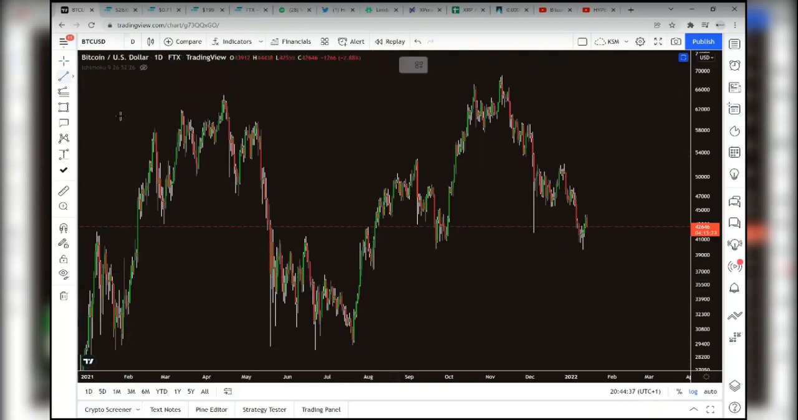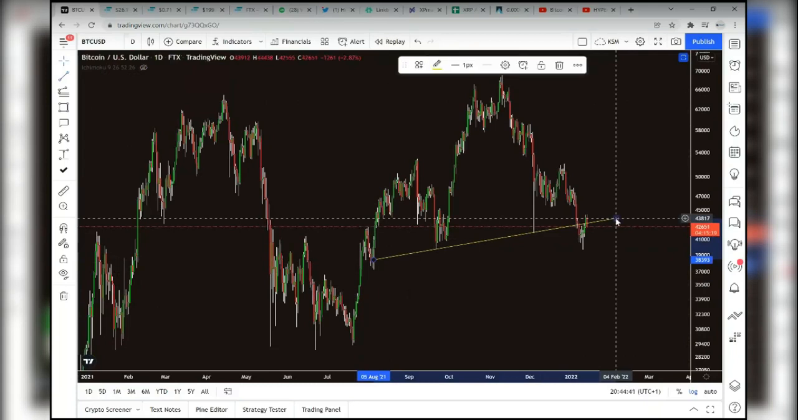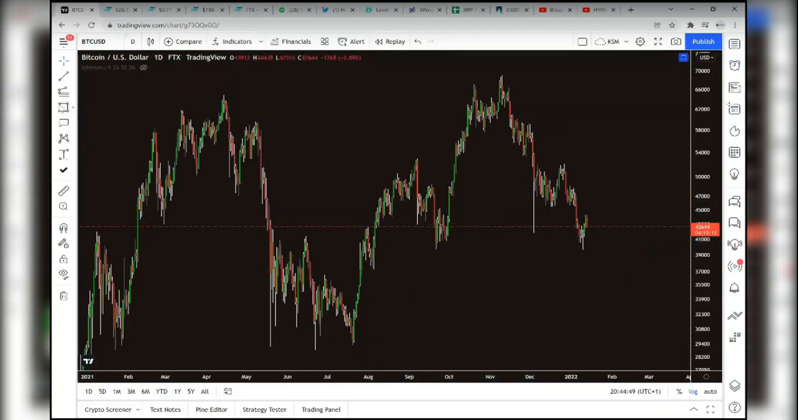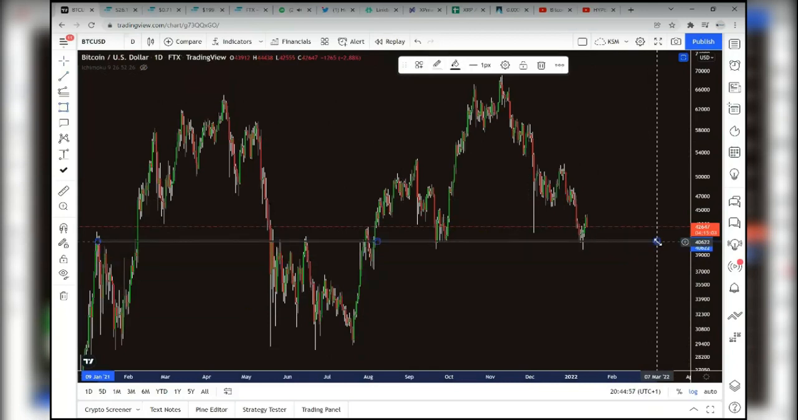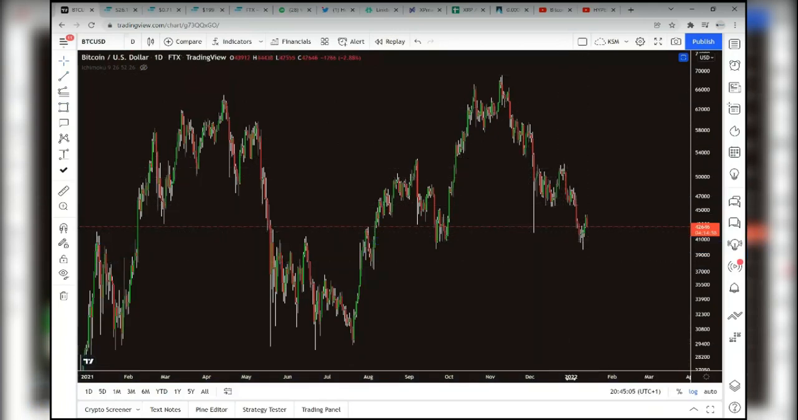The first thing is the inverted head and shoulders that we saw here, which I think is kind of around here. But the most important part of what I want to talk about is the levels we saw around here where Bitcoin actually bottomed. But let's take this to the main right side now.